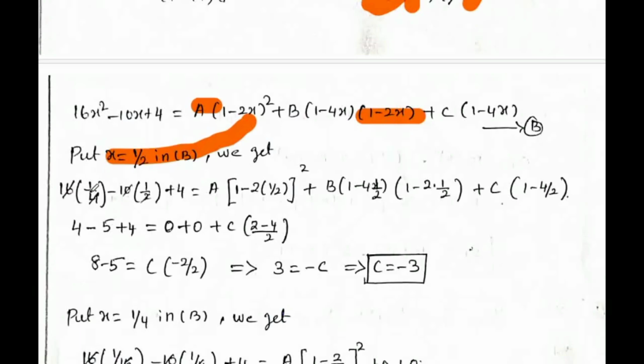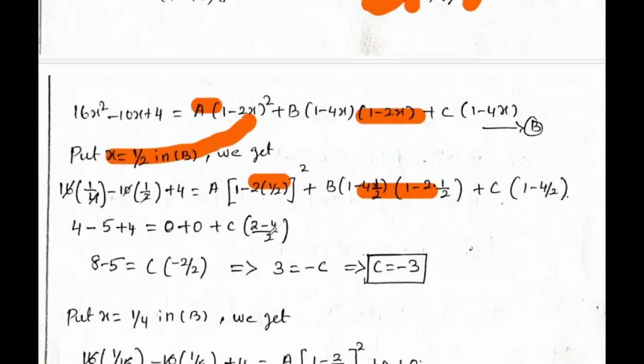(1/2)² na 1/4. Minus 10 into 1/2 plus 4 equal to a into (1 minus 2 into 1/2)² plus b into (1 minus 4 by 2) into (1 minus 2 by 2) plus c into (1 minus 4 by 2). This term becomes 0, this term becomes 0. So we get on the right hand side only c into, we take LCM here, (2 minus 4) by 2.